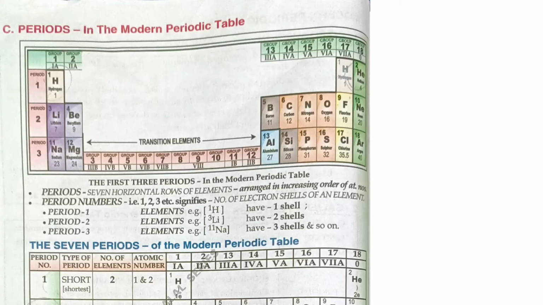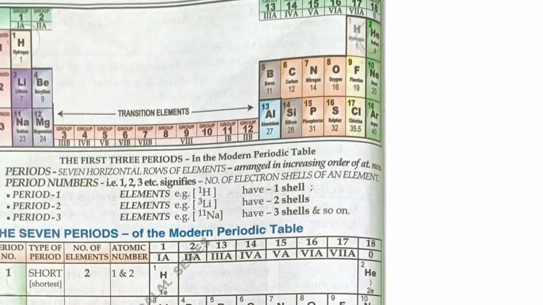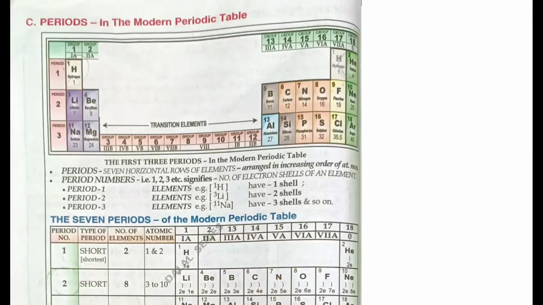Now periods are described. So periods are the 7 horizontal rows of elements arranged in increasing order of their atomic numbers. Period number 1, 2, 3 signifies the number of electron shells of an element. Period 1 contains hydrogen and helium. Period 2 starts with lithium and ends with neon. Period 3 starts with sodium and ends with argon.